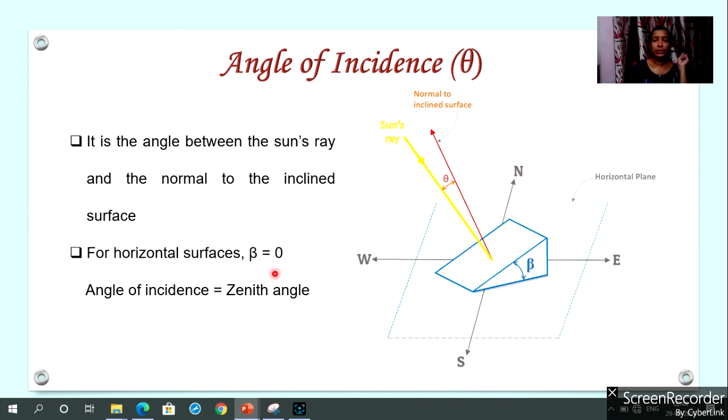So for horizontal surfaces, if this was not an inclined surface, if this was also a horizontal surface, then beta will be 0 and angle of incidence will be equal to zenith angle. For horizontal surfaces, angle of incidence and zenith angle are the same. If this inclined surface were not inclined but horizontal, the value of beta would be 0. In that case, the angle of incidence and the zenith angle will be the same.